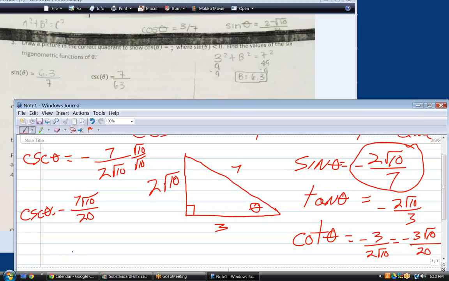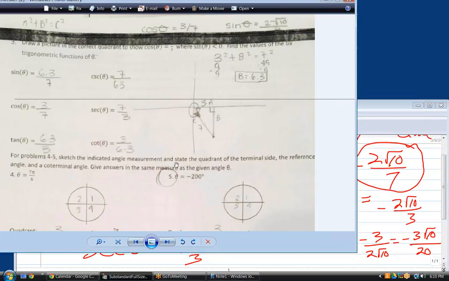And the only one we didn't do was the secant. What's the secant of theta going to be? It'd just be 7 over 3. Yeah, and it's positive because it's fourth quadrant. It has to have the same sign as cosine does.